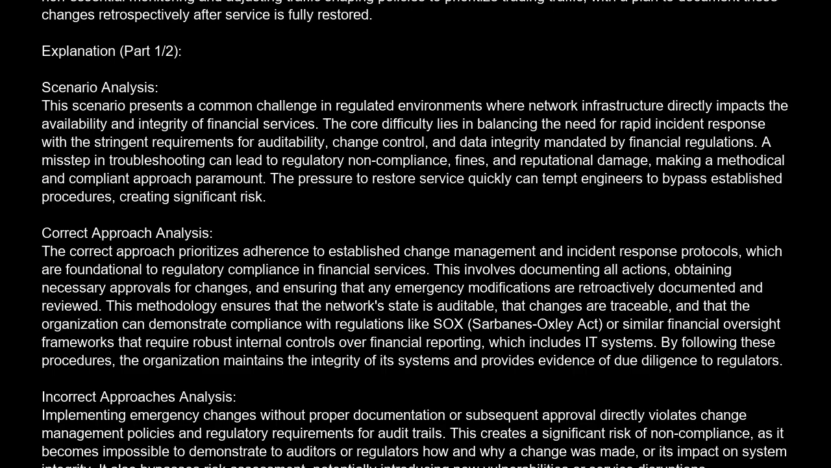Incorrect approaches analysis. Implementing emergency changes without proper documentation or subsequent approval directly violates change management policies and regulatory requirements for audit trails.